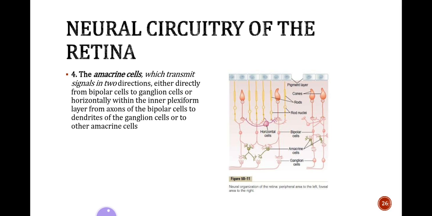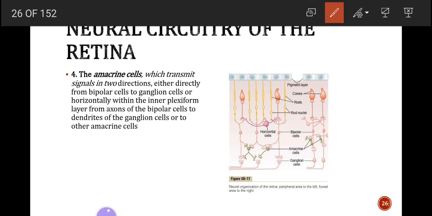Next, amacrine cells. As shown in the diagram, here are the amacrine cells, which receive either directly from the bipolar cells or horizontally within the inner plexiform layer from the axons of the bipolar cells to the dendrites of the ganglionic cells to other amacrine cells.